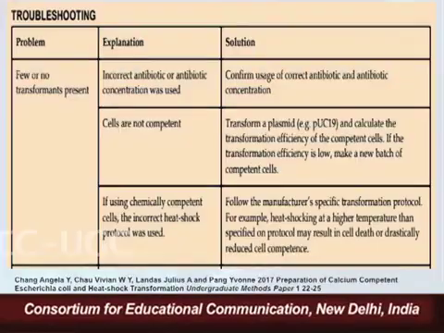The last aspect would be to talk about the troubleshooting methods. So you can look at this table and you can always troubleshoot why, for example, you transform but there are no colonies that appeared, or there is a lawn of bacterial colonies appearing. So for example, if there is no transformation, there may be an incorrect antibiotic, and if you give too high an antibiotic concentration, then even the transformants would die. So if there is actually no transformation, that can be one of the reasons.